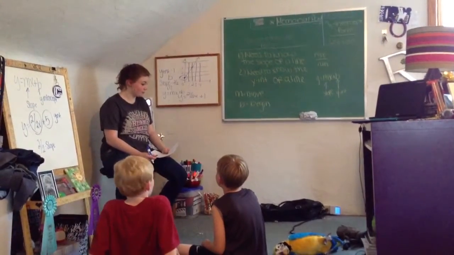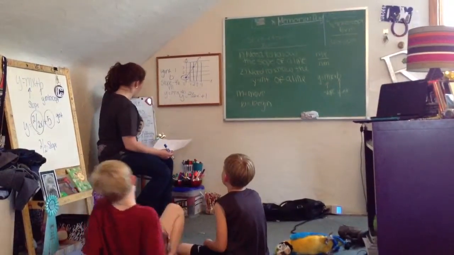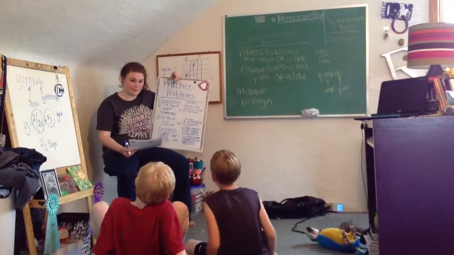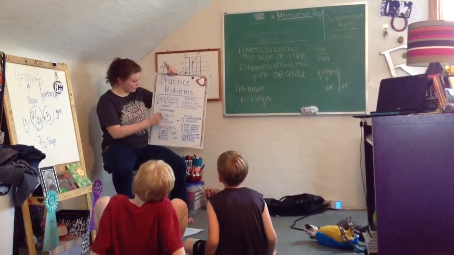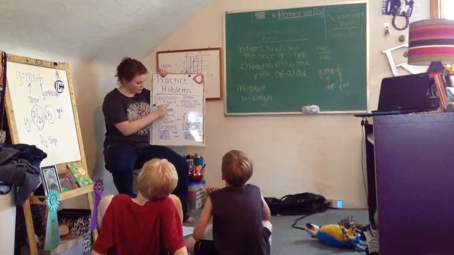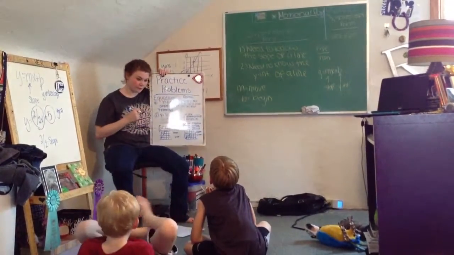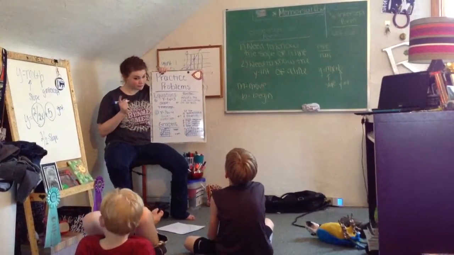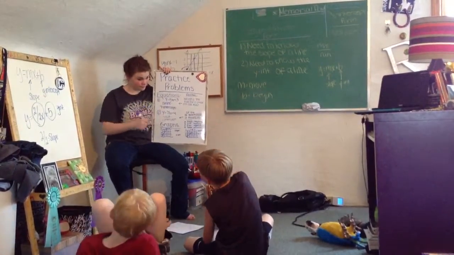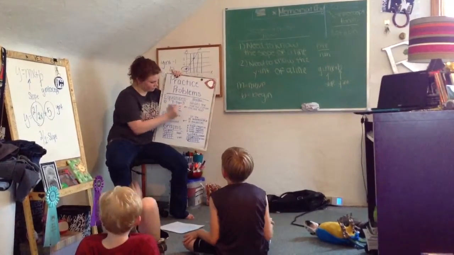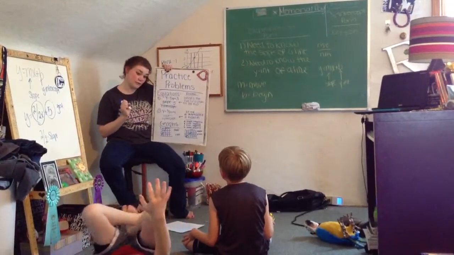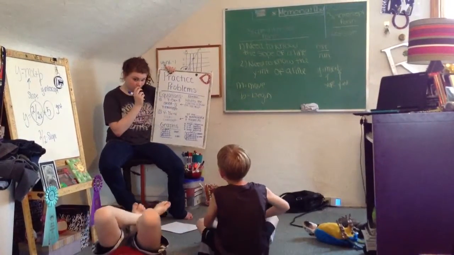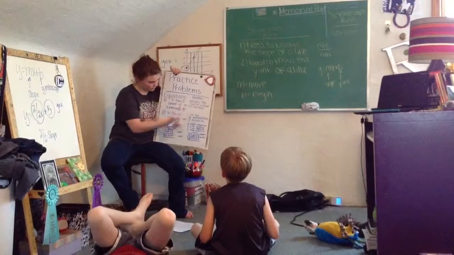Are you ready for practice problems? These are the practice problems, easy ones. So let's do the first one. What's the slope of this problem? It's the one with x behind it. 5. So that's 5. What's the y-intercept? That's the b. 3 is the b.